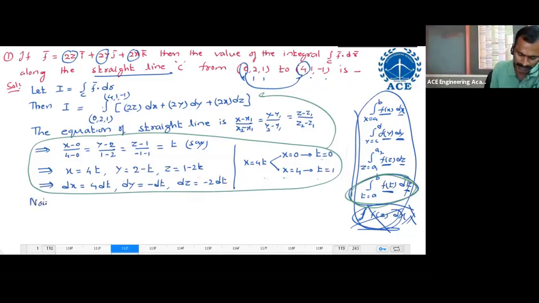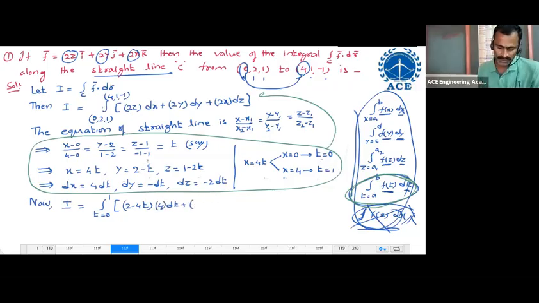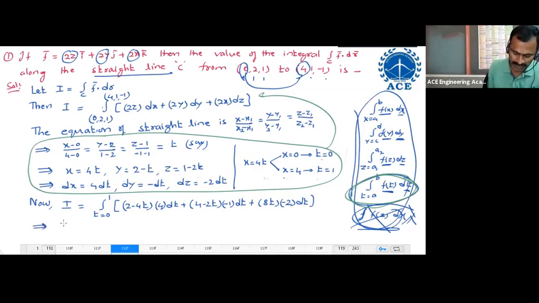Now, I equal to integral t equal to 0 to 1 of 2z, z is this 1 minus 2t, into 2 minus 4t into dt, since dx means here 4 dt, plus 2y, y is 2 minus t, into 4 minus 2t in place of dy, minus 1 dt, plus 2x, x equal to 4t so 2x is 8t, in place of dz, the minus 2 dt. Substitution is completed.